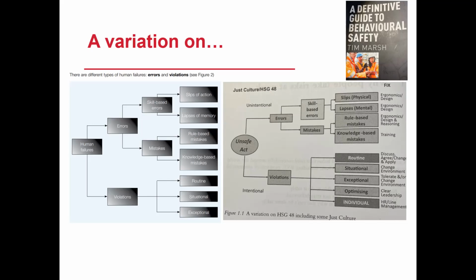So as you can see, it comes up quite a few times. You've got ergonomics, design, reasoning, training, discussion, agreeing what's best in terms of change, applying that change to the environment, tolerate or change the way that people are doing the violations, clear leadership. So you've got systems in place and links to HR and line management in terms of perhaps disciplining people if they don't follow the rules and if they continue to have this attitude of violating.